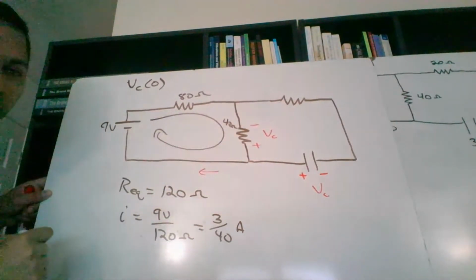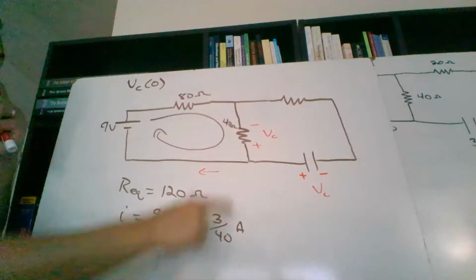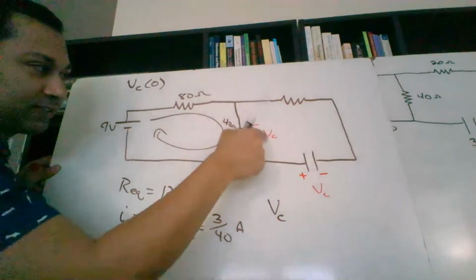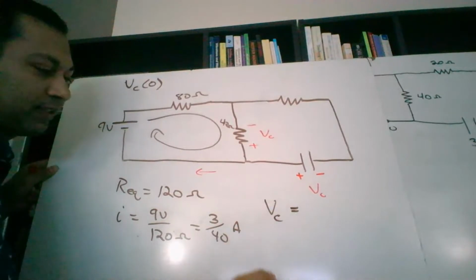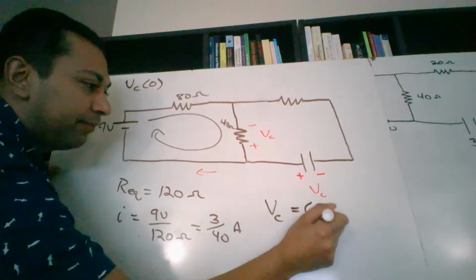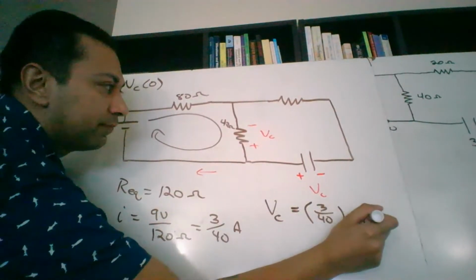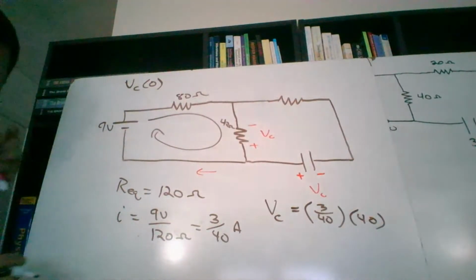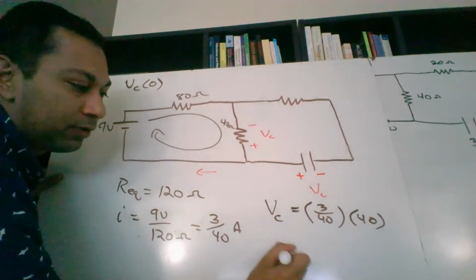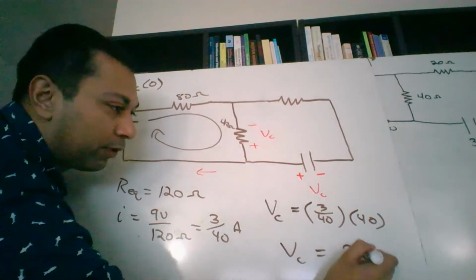Now, if we want to know the voltage through this resistor right here, well, we just multiply the current by the resistance. So the voltage through the capacitor, because we're going to call it the voltage through capacitor, is going to be equal to I, which is 3 divided by 40, multiplied by R, which is 40. And so what we end up with, the voltage of the capacitor is going to equal 3 volts.